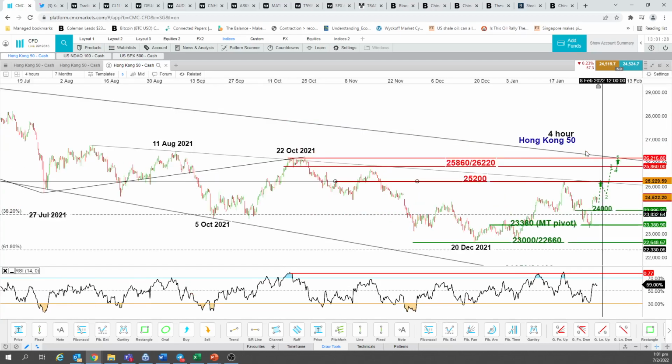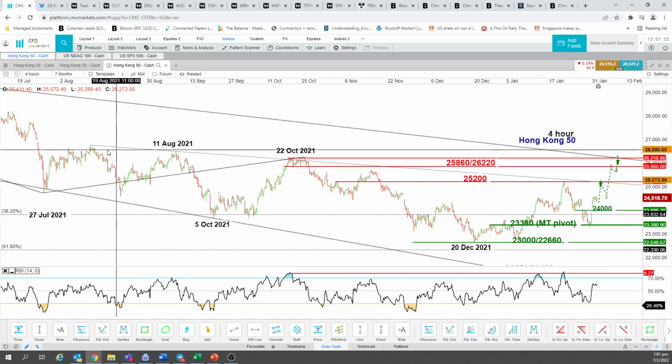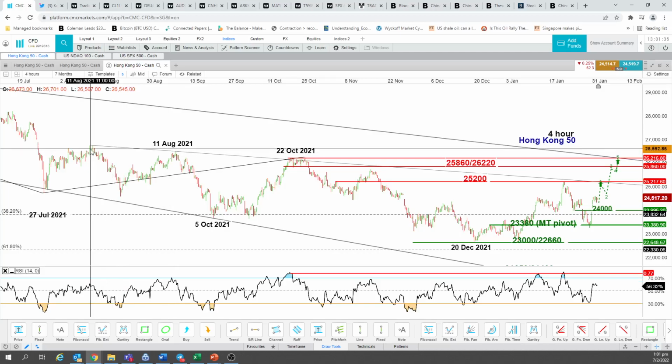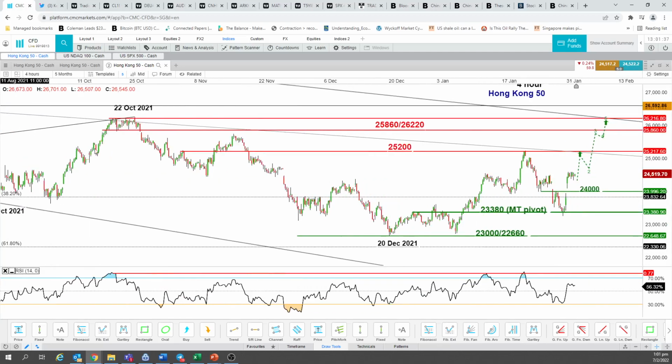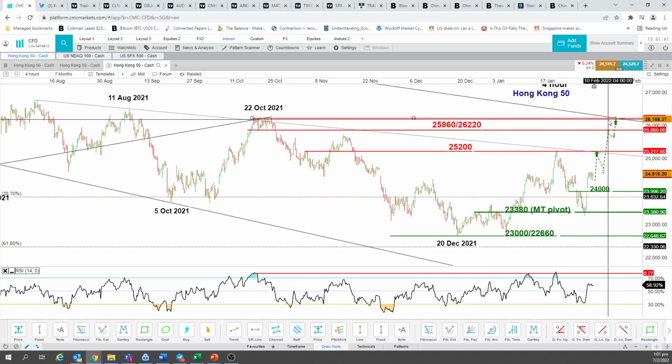What 25,200 actually is, is this descending trend line resistance that kept previous rallies in check since the high of 11th of August 2021. All right, over here. So a break above this level could take us up to this major resistance of 25,870, 26,220.